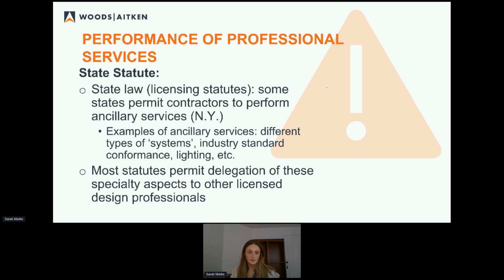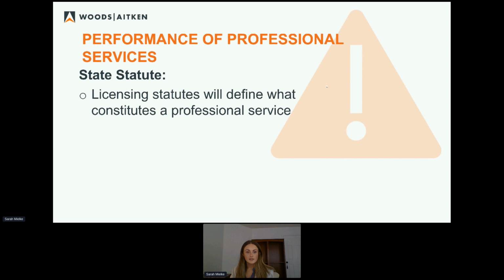That's where litigation comes from. And you'll see that the states that permit that are actually not the majority. Some states will just permit delegation of certain elements of the design from one design professional to another without regard for ancillary services. Most states are behind the ball altogether, and they won't address design delegation directly. Instead, they will just tell you what a professional service is. So then it's left up to the contracting parties to determine, are we asking this contractor to perform a professional service, and what does that mean?